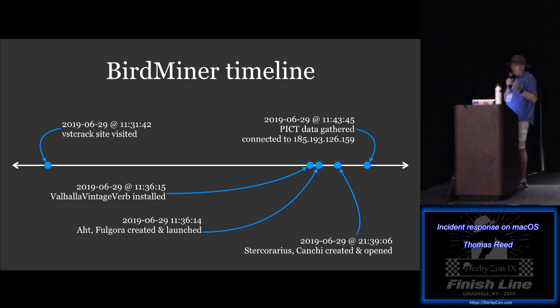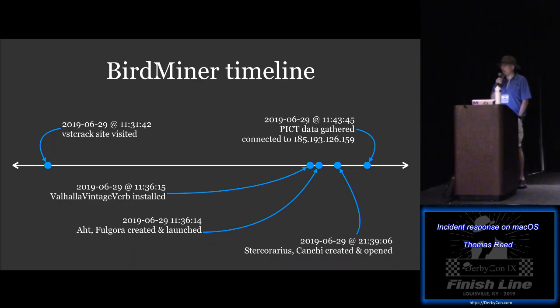So if we reconstruct the timeline here, we can see that at 11:31 that VST crack site was visited. We see that a few minutes later, Valhalla Vintage Verb was installed, which is a legitimate program, but later, just seconds later, we see that the malicious processes were created and launched, and we see that these VM files were created and opened. So that's definitely not supposed to happen when you install this program.